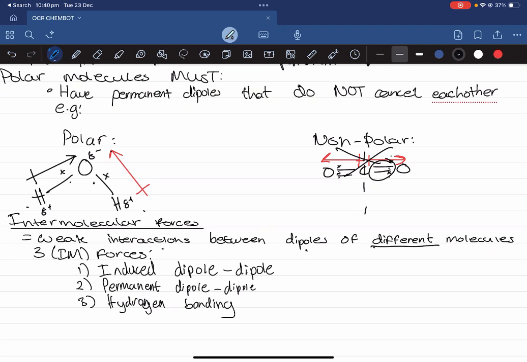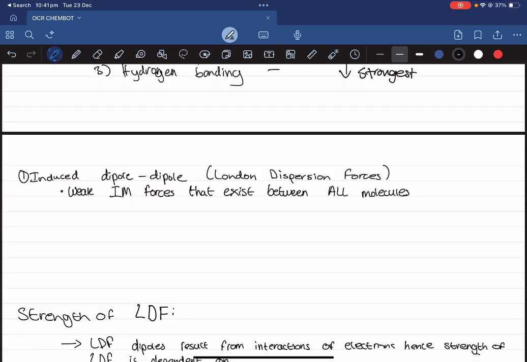That is key here. There are three main types of intermolecular forces. There is an induced dipole-dipole, then there is a permanent dipole-dipole, then there is a hydrogen bond. Now, this list is separated from the weakest at the top to the strongest at the bottom, and that's also important to keep in mind. Now, what is an induced dipole-dipole interaction? This is also known as a London dispersion force or a van der Waals force. So this is weak intermolecular forces that exist between all molecules.